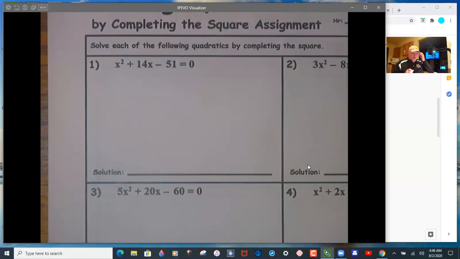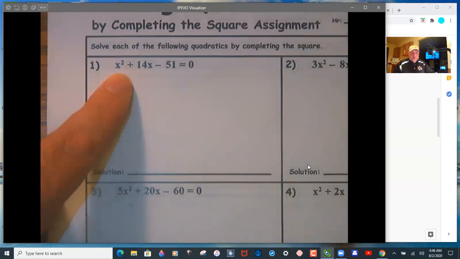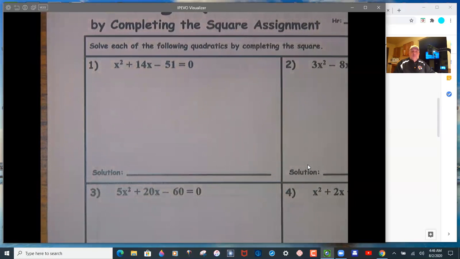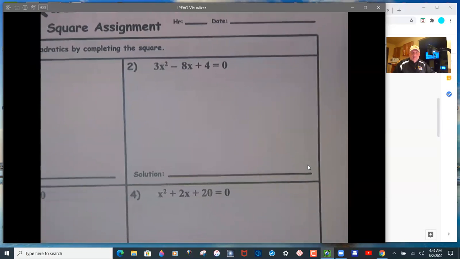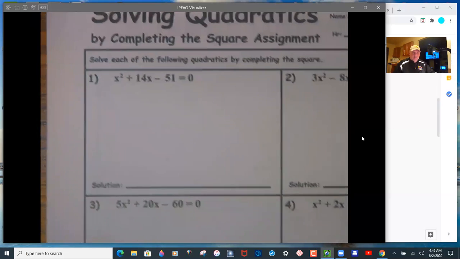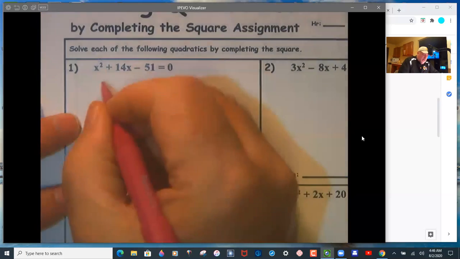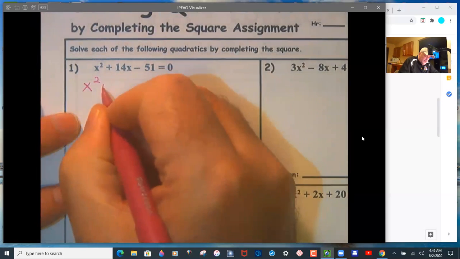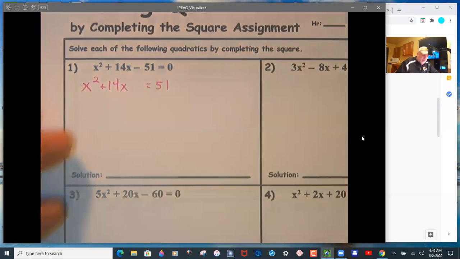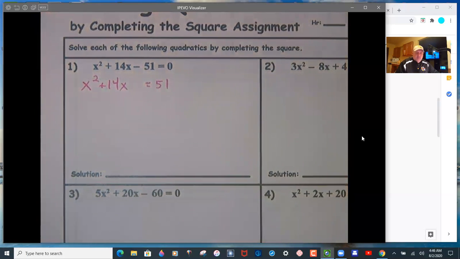The first step in completing the square to solve these is to make sure the value of a is 1. a is the coefficient on x squared, b is the coefficient on x, and c is the constant added on the end. If it's not 1, like you see on number 2, we have to divide by 3 everywhere to get it equal to 1. After that, we want to add the value of c to the other side. So that 51, we're going to add 51 to both sides.